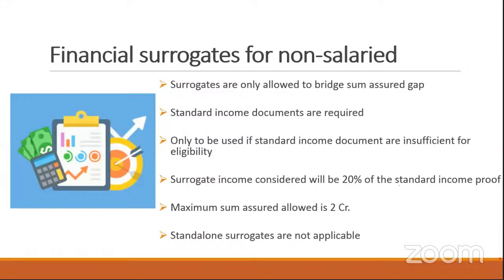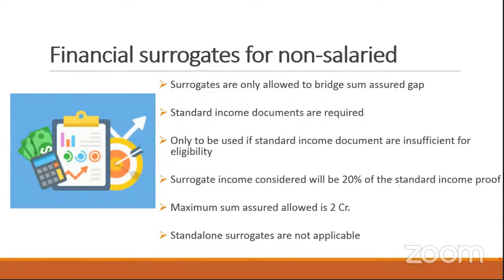Financial surrogates, that is again an important thing. We must understand what surrogates are. Let's suppose a person has an income of 4.50 lakhs and the minimum criteria is, let's suppose, 5 lakhs. So there is a shortage of 50,000 of income to be shown. In that case, surrogates can be given to bridge the gap for eligibility.